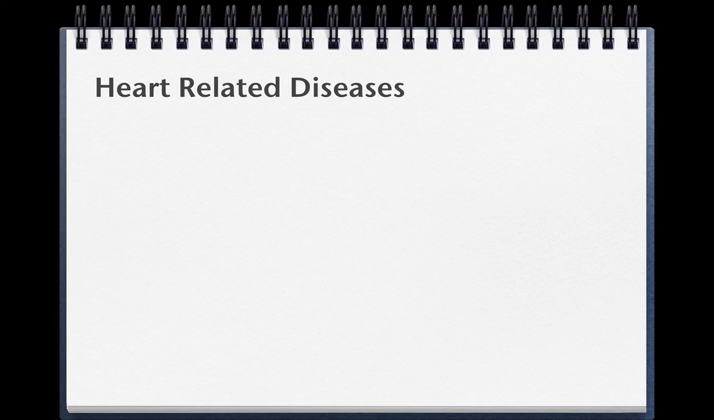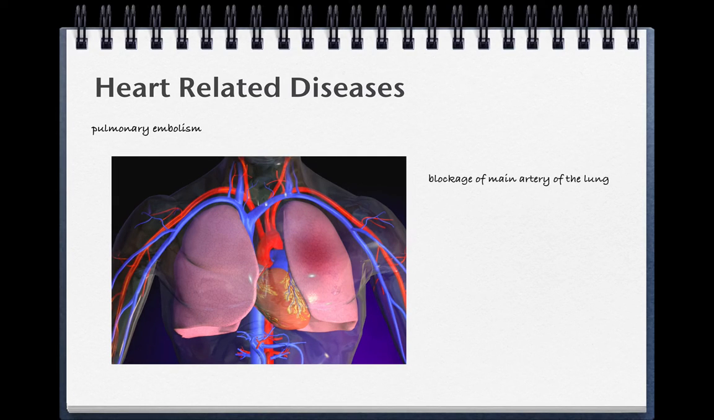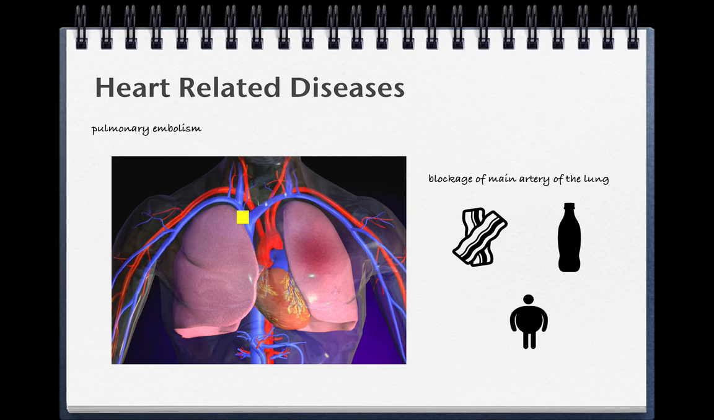The heart-related diseases. First of all, the pulmonary embolism. The pulmonary embolism is basically the blockage of the main artery of the lung, as shown with the yellow mark on the picture. With the blockage of the main artery of the lung, the heart will not be able to carry out the pulmonary circuit, which means that it will have trouble connecting the lung and the heart with the flow of blood, with deoxygenated blood and oxygenated blood. This disease is usually caused by high cholesterol food such as bacon and oil.